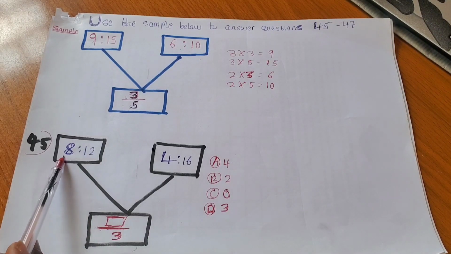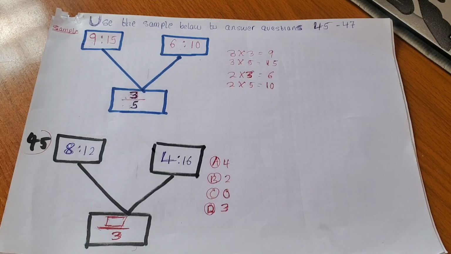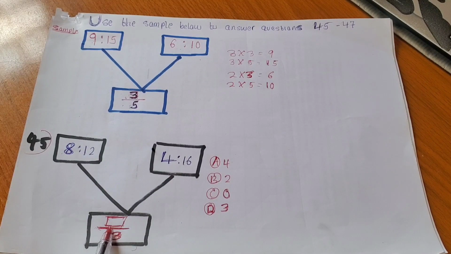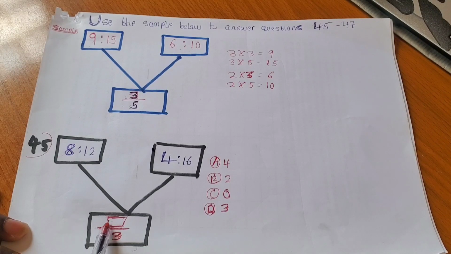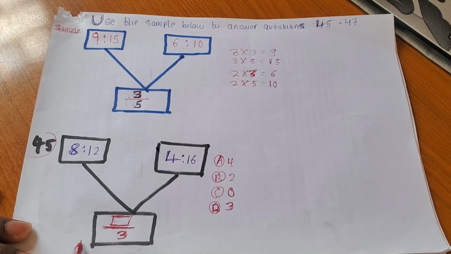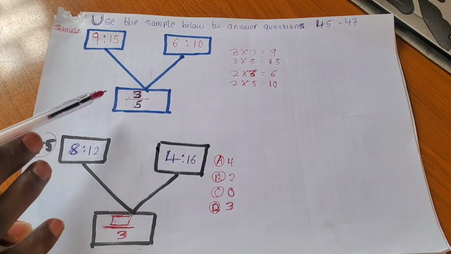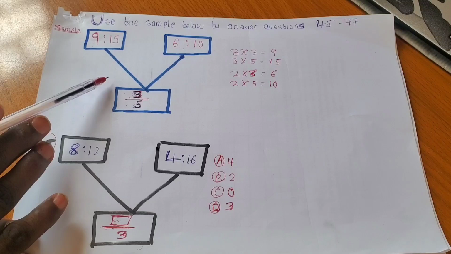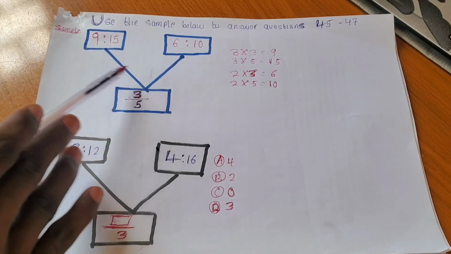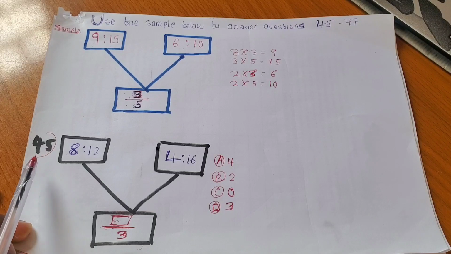Now, back to what we have here. We have 8 ratio 12. That is question 45. Please kindly pay attention. This is 8 ratio 12 and this is 4 ratio 16. And we are told to find the value that will be inside this box. So how do we find the value? Well, it's simple. We are just going to follow the same approach, because this is the sample that we have to use to solve for question 45 to 47.